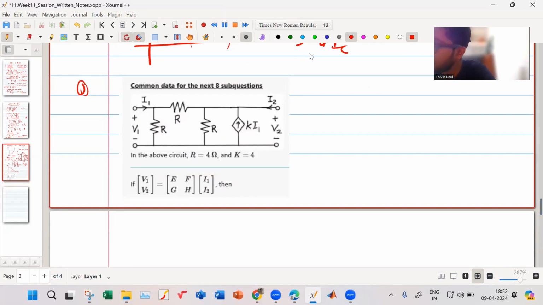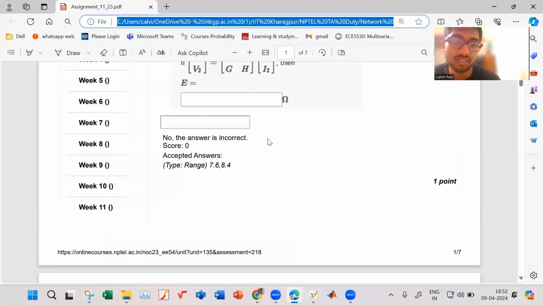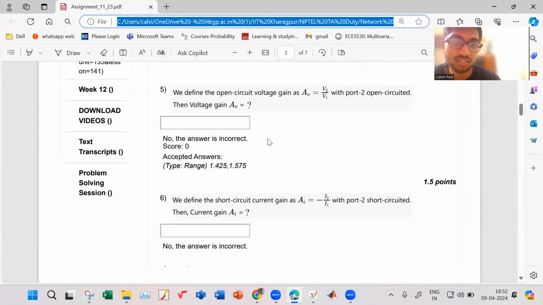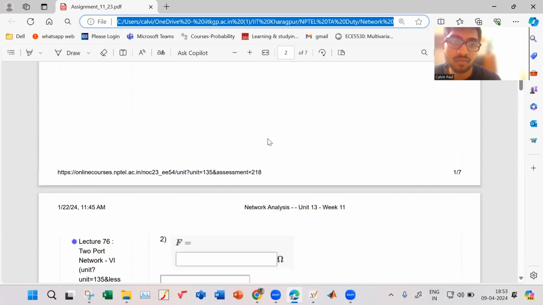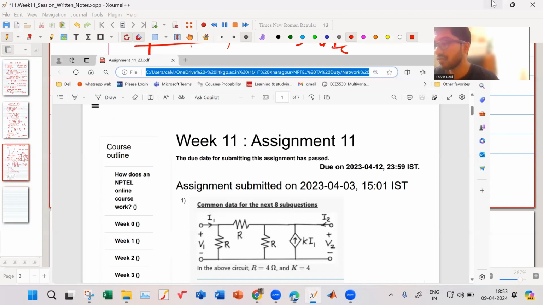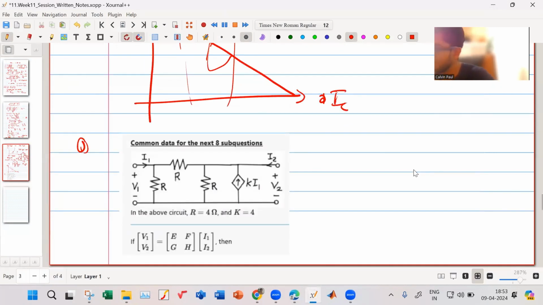But the easier way according to me is, one minute, actually I remember this one. Let me see. So they're asking you this. Okay, so we will try making I2 equal to 0. So we are assuming open circuit. I assume open circuit and I put I2 equal to 0. Then how will I solve?